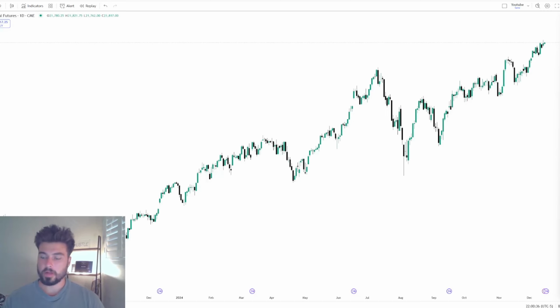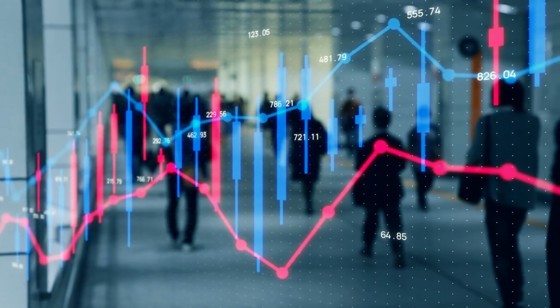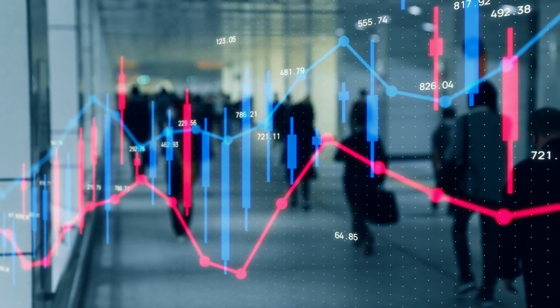Are you an ICT trader that struggles with taking trend continuation trades? You've been taught that you have to take reversal trades, the classic sweep of liquidity, market structure shift, and return to a fair value gap. But what if I told you guys that there was a way to get involved in trending markets?